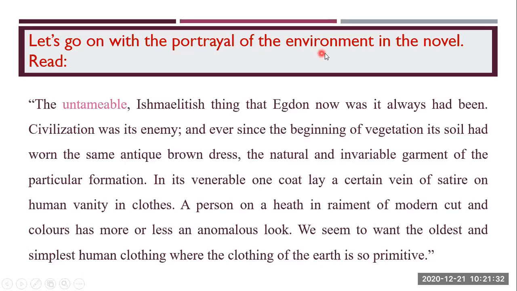Let's go on with the portrayal of the environment in the novel. Let's continue with the description of Egdon Heath in chapter 1. What more did the writer say? Read. The untamable Ishmaelitish thing that Egdon now was, it always had been. Egdon was something and had been something for a long time. It did not change. The reference to Ishmaelitish shows that it is an ancient place. This fictional place is ancient and untamable.